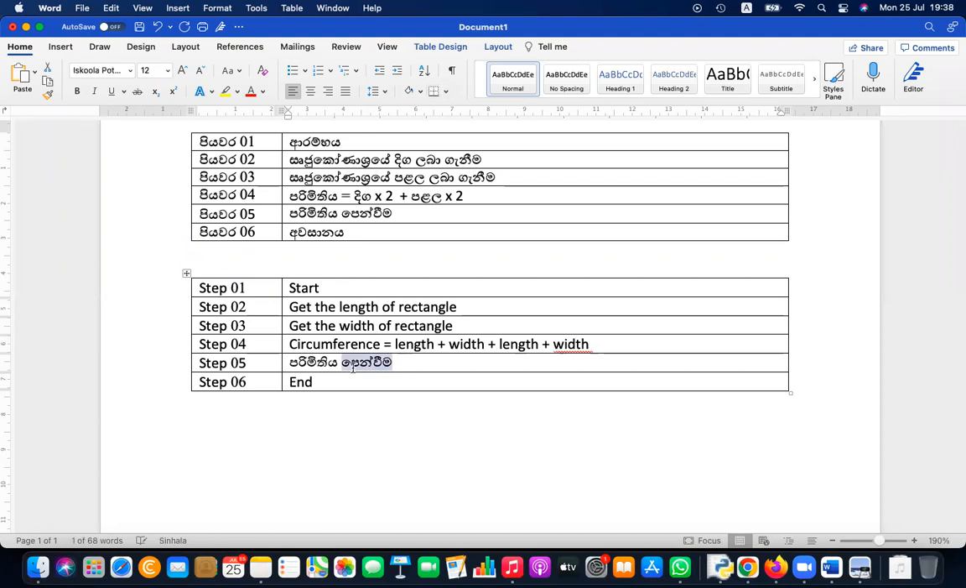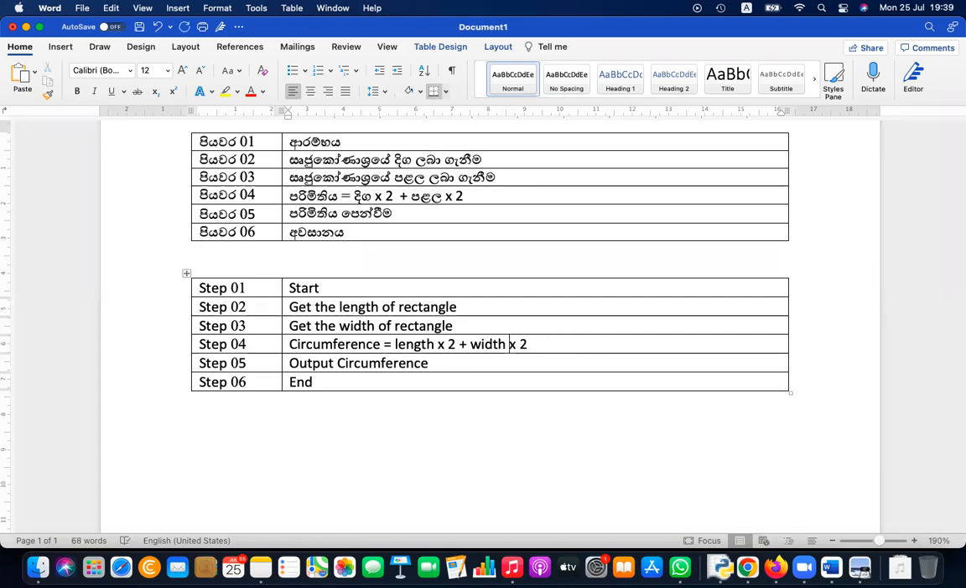And finally, you can display the circumference, or you can say output or display circumference. Any baby can do that, because that is just adding length plus width plus length plus width. Or you can say length multiplied by 2 plus width multiplied by 2, because width also comes 2 times. That is also a correct way of doing the same.